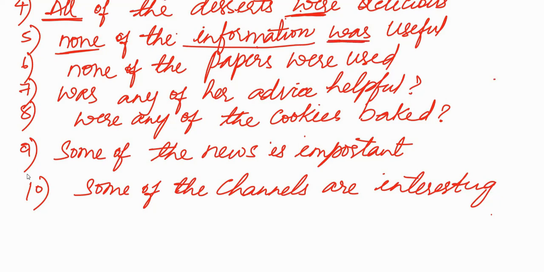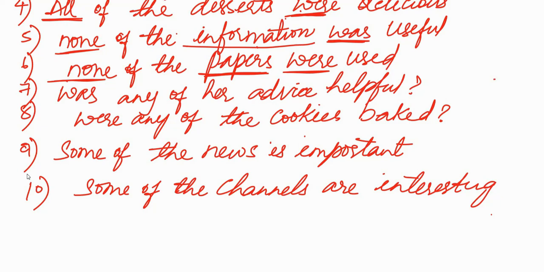In the second sentence, none of the papers were used. None here is taken as a plural indefinite pronoun because papers are countable and they are in plural here. We have also taken the plural verb were. Was any of our advice helpful? Now I told you in our previous video that any is used with questions or in negative sentences.